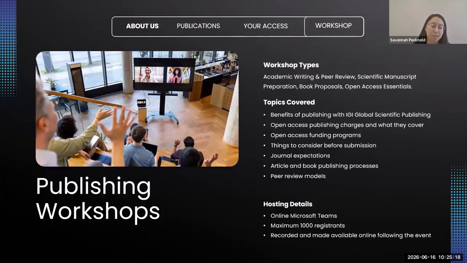So the best thing you can do is figure out what information would be useful to you if you wanted to publish with us, and then communicate with your librarian, communicate with Karen, maybe about a potential topic that you would want to learn about. Some topics that we can go over are benefits of publishing with IGI Global Scientific Publishing. We go over open access publishing charges and what they cover. We go over funding programs, since there's the APC charge. We go over things to consider before submitting.